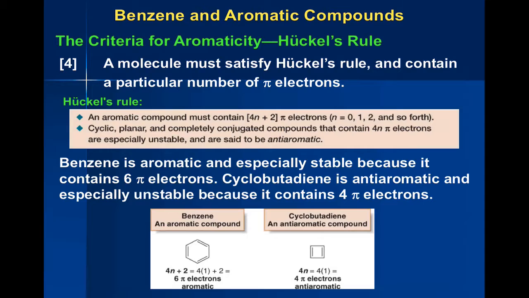So let's look at this. Benzene has how many electrons? One in each p orbital. It's got six pi electrons, right? Two, four, six. So 4n plus 2 must equal 6. 4n equals 4. So n equals 1. That satisfies Huckel's rule.